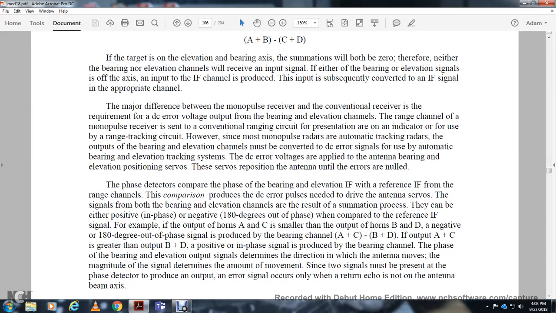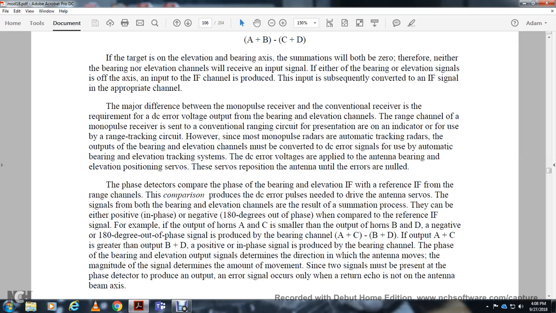The major difference between the monopulse receiver and the conventional receiver is the requirement of the DC error voltage at the output of the bearing and elevation channels. For the range, the monopulse receiver is the same as the conventional range circuit, with the presentation on the indicator for use by the range tracking circuit. However, since the monopulse radar is an automatic tracking radar, the outputs of the bearing and elevation channels must be converted to DC error signals for use in the automatic bearing and elevation tracking. Simply, the DC error voltage is applied to the antenna bearing and elevation position servo, and the servo positions the antenna until the errors are null.